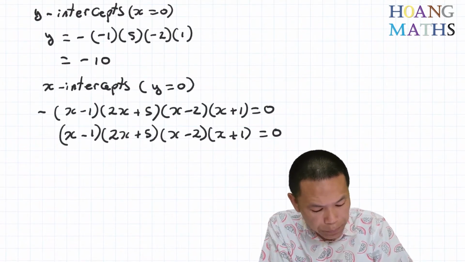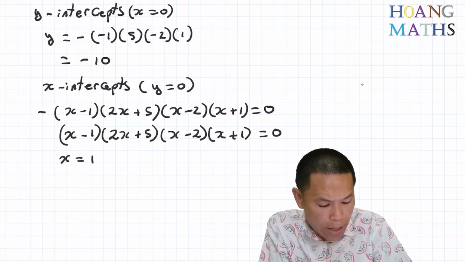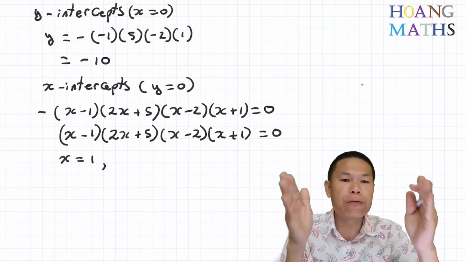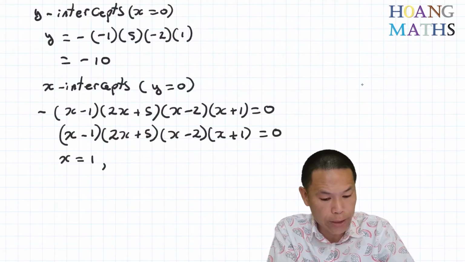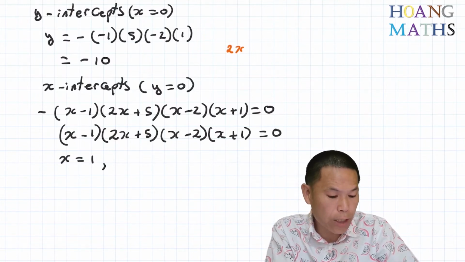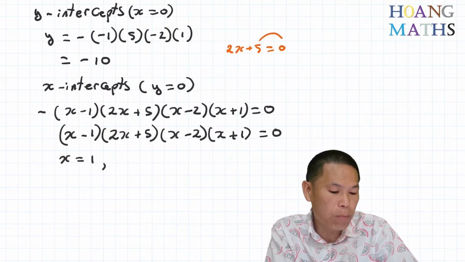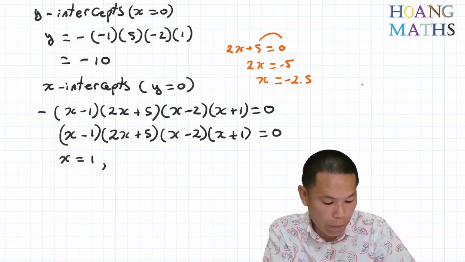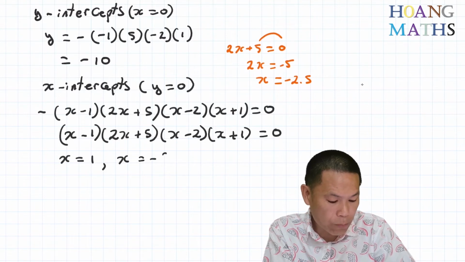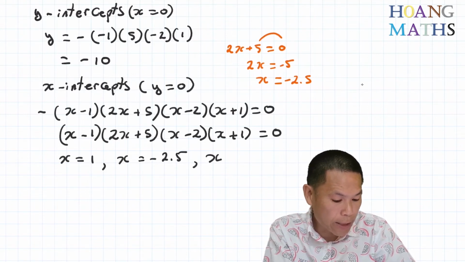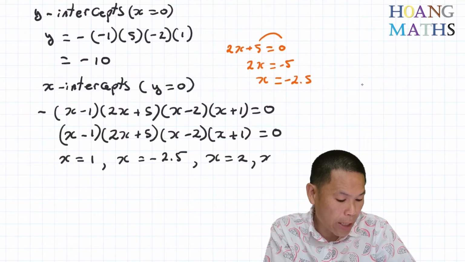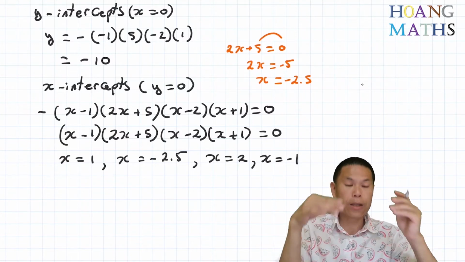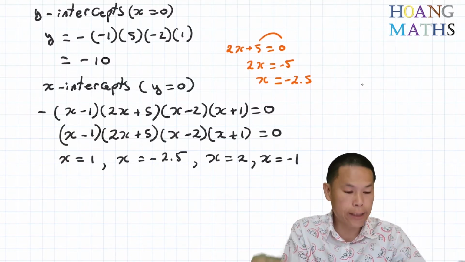So to solve this, we know that x equals 1. And then 2x plus 5 is equal to 0. I just do it on here, okay? So that means 2x plus 5 is equal to 0. I move this to the side. 2x equals negative 5. Dividing by 2, so negative 2.5. So therefore x equals negative 2.5, and x is equal to 2, and x equals negative 1. There you go. These are the x-intercepts.